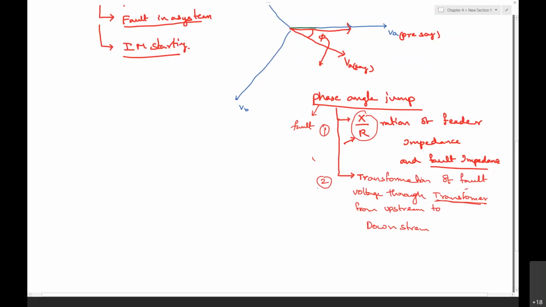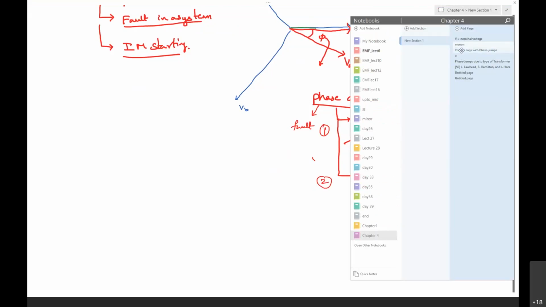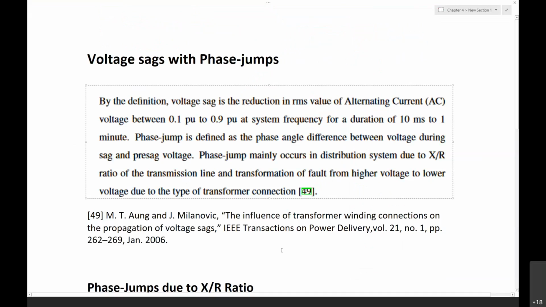How does the phase angle jump occur, apart from the magnitude reduction in the voltage? This is the definition of the voltage sag with phase jump. By the definition, the voltage sag is a reduction in the RMS value of the AC voltage between 0.1 per unit to 0.9 per unit at system frequency for a duration of 10 milliseconds to 1 minute.